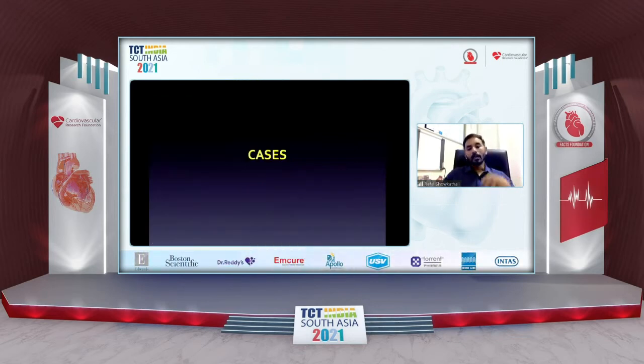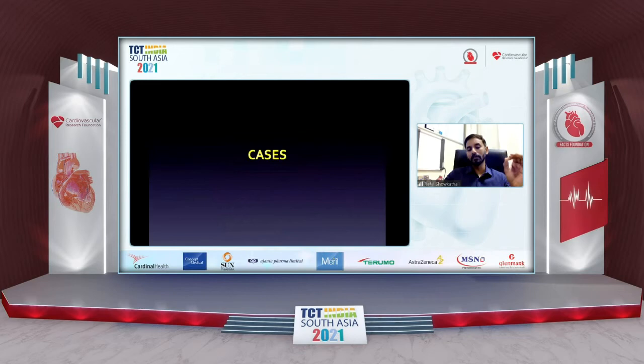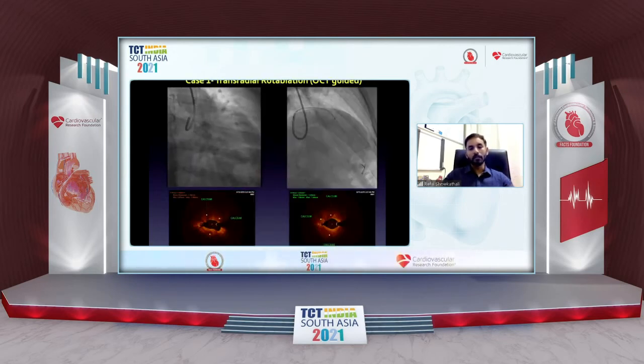But there are certain things with this sheath that we need to be aware of. Because it's so slender, the thickness of the cover is thin. It also has a slightly higher chance of kinking, but you do have some tricks to avoid that happening. So let me show some of my cases, which is the main theme of this talk, to show how the Glidesheath Slender has helped me.